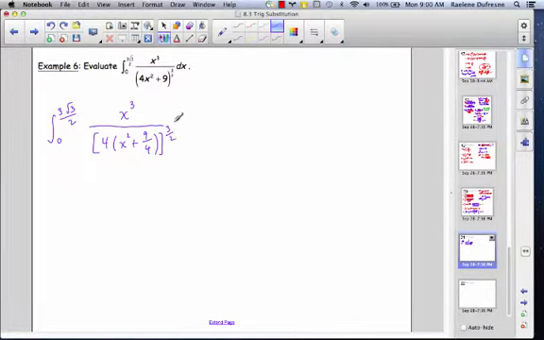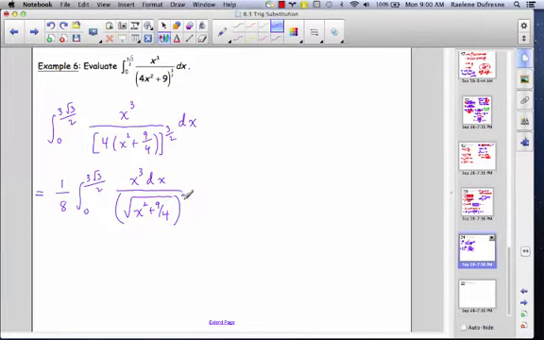So the exponent of 3 halves tells me that I take the square root and then I cube. So I can take the square root of 4, which is 2, and then cubing, which is 8. So that 8 is going to be in the denominator. And I have x cubed dx still in the numerator, and then I have the square root of x squared plus 9 over 4, and that quantity is cubed. So I could do a method of substitution with x squared plus 9 over 4, which means that I could write x cubed in the numerator as x squared times x.